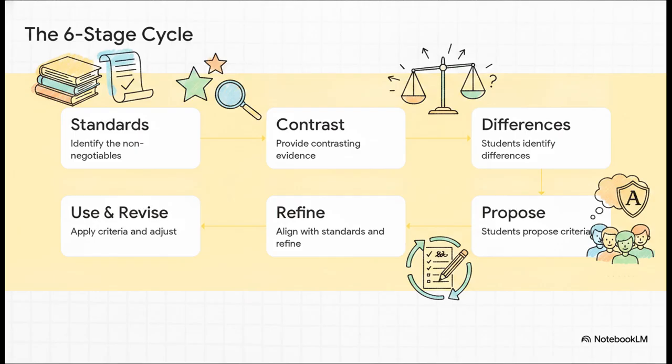Step 3, students work to identify the differences between those samples. Step 4, based on those differences, the students propose criteria for success. Step 5, you guide them to align their ideas with the formal standards, kind of consolidating them into a tight, usable list. And finally, Step 6, students actively use, test, and revise those criteria on their own work. It's a real game changer.